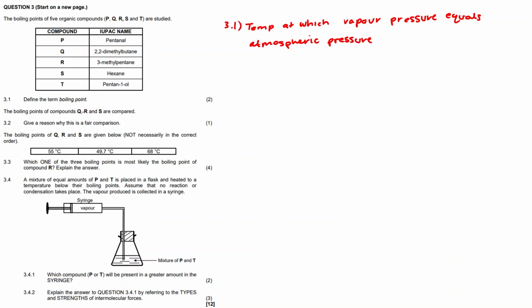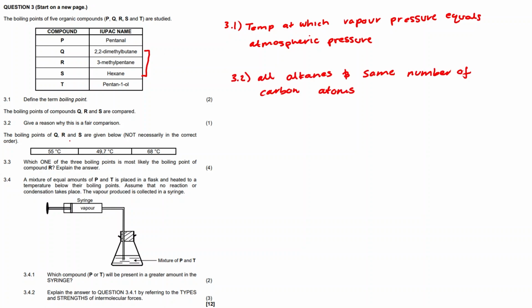The boiling points of compounds Q, R, and S are compared. Question 3.2. Give a reason why this is a fair comparison. So, we are comparing these three. This is a fair comparison because, firstly, they are all alkanes. So, they are all part of the same homologous series. And they all have the same number of carbon atoms.